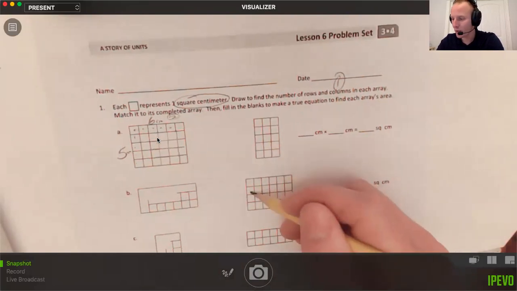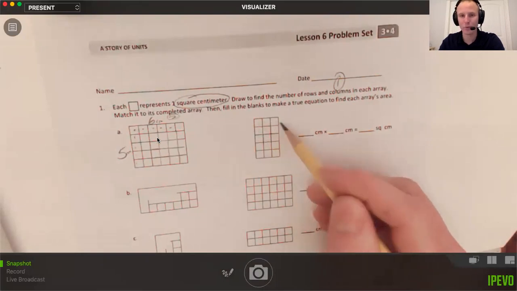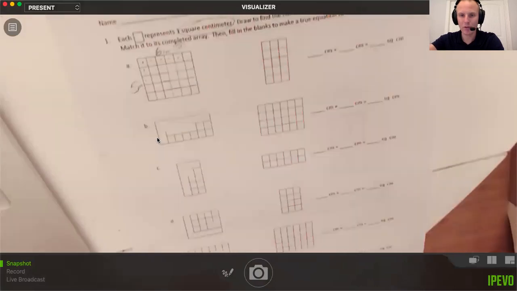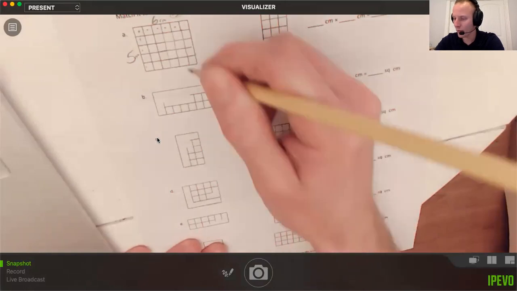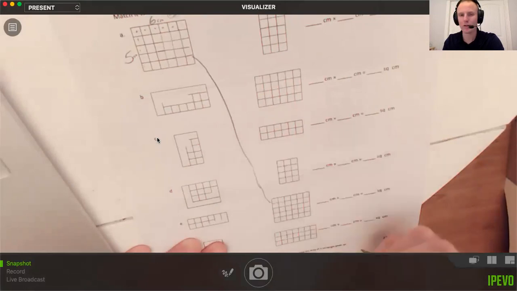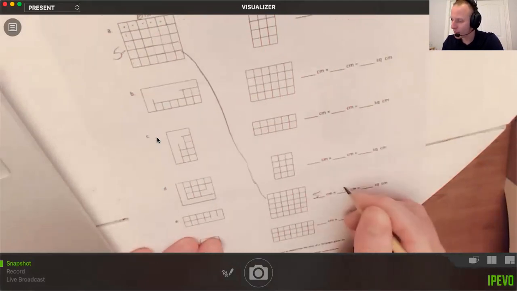I see 1, 2, 3, 4. Well, that doesn't work. 1, 2, 3, 4, 5. Well, that's right, but 3 doesn't work. You might not be able to see it, but there we go. You could probably see it all the way down here. We have 1, 2, 3, 4, 5. 1, 2, 3, 4, 5, 6. So those two match right there. So I'm going to do that. And then next to it, I'm going to say 5 centimeters times 6 centimeters.